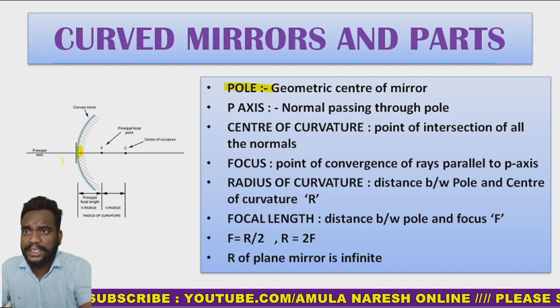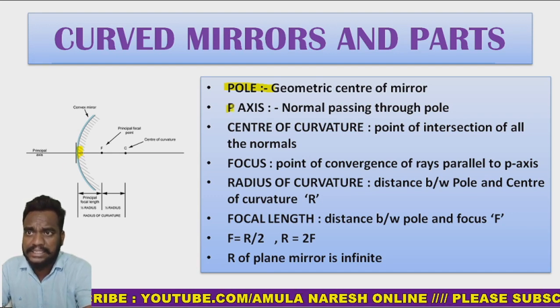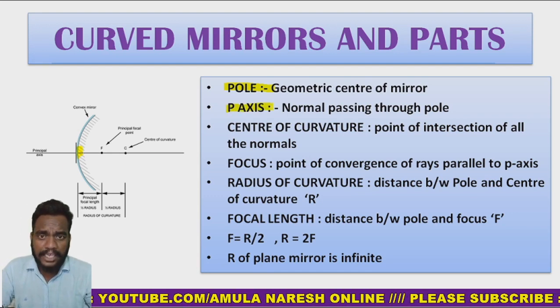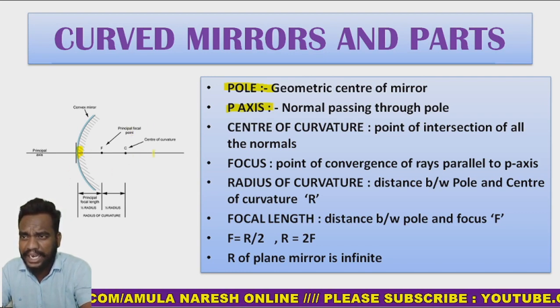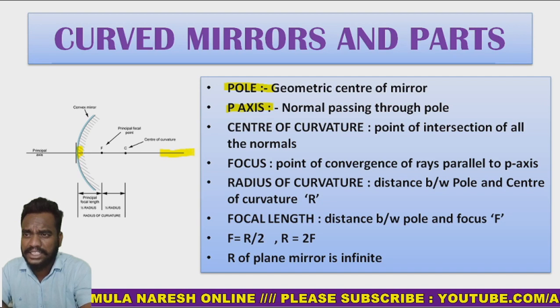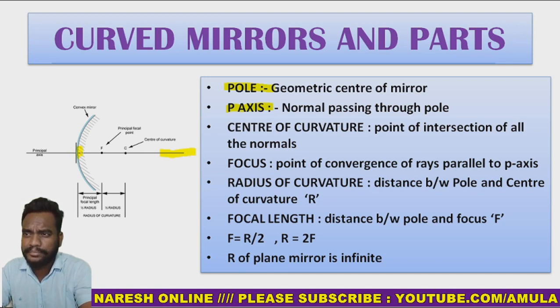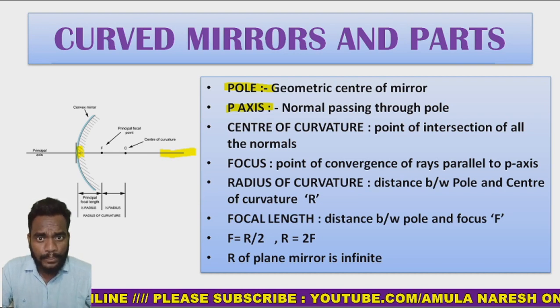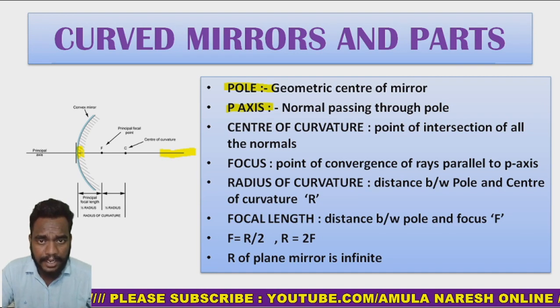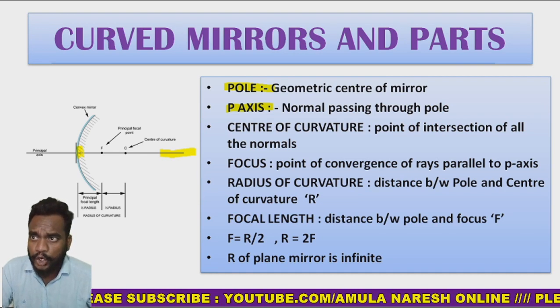Then what is principal axis? Principal axis is also a normal ray passing through the pole of the mirror. You can see here, this is the principal axis. This normal line is the principal axis, which is passing through the pole. So it is also a normal, but it is passing through the pole of the curved mirror, either a concave mirror or a convex mirror.